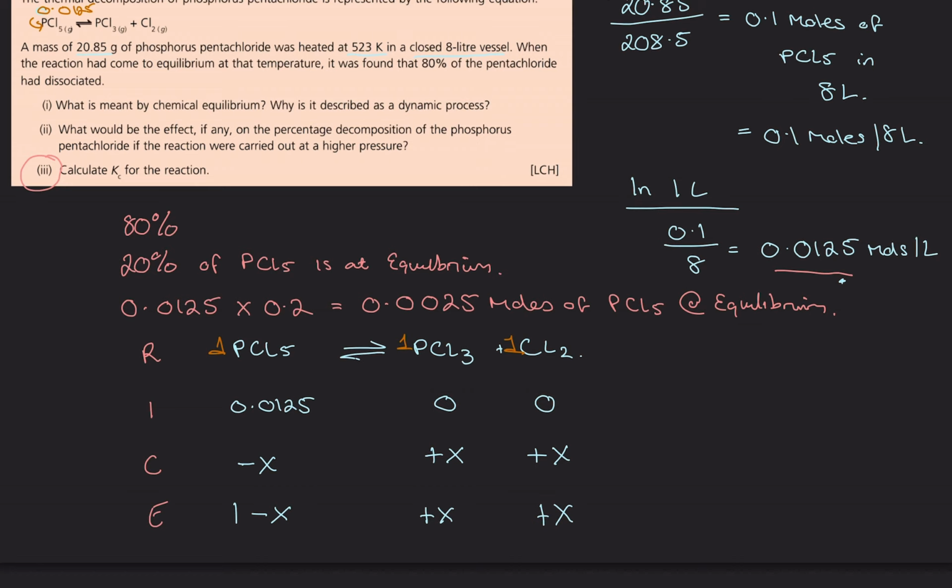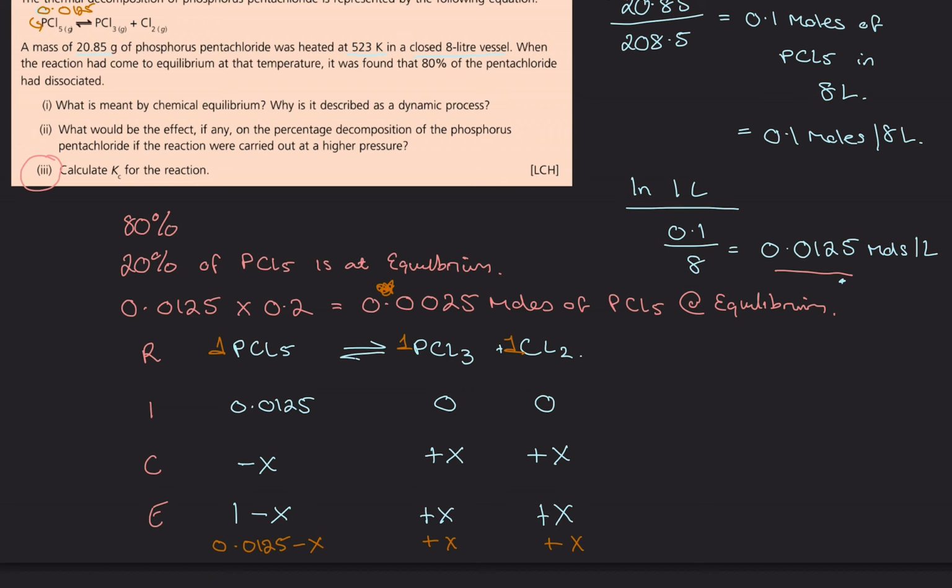Okay, so originally that 1 is 1 minus X. It's 0.0125 minus a certain amount, plus a certain amount, plus a certain amount. Okay. And now we know that at equilibrium, we have this amount of moles of the phosphorus pentachloride.